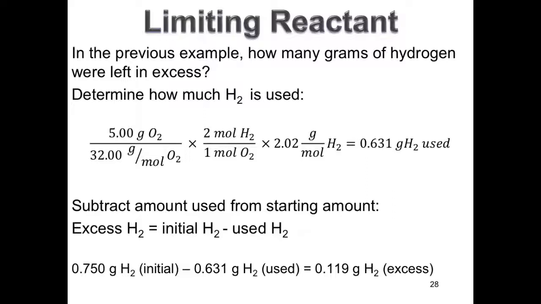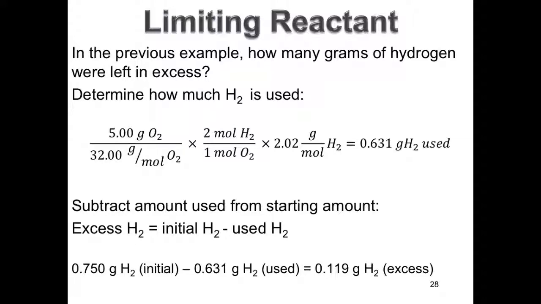We can also ask how many grams of hydrogen are left in excess. There are several different approaches that can be taken to this problem, but the one I like best is to take the limiting reactant to calculate the amount of the excess reactant used. So here we have 5 grams of oxygen. Divide it by its molar mass. Multiply it by the mole ratio, which is 2 moles hydrogen to 1 mole oxygen. Multiply that by the molar mass of hydrogen to get 0.631 grams of hydrogen used.